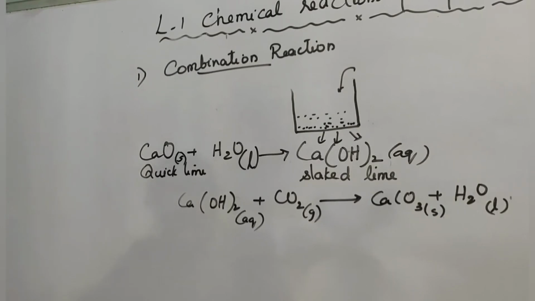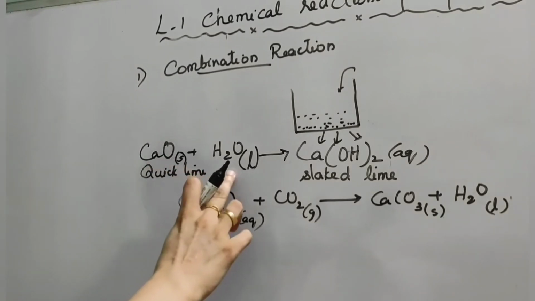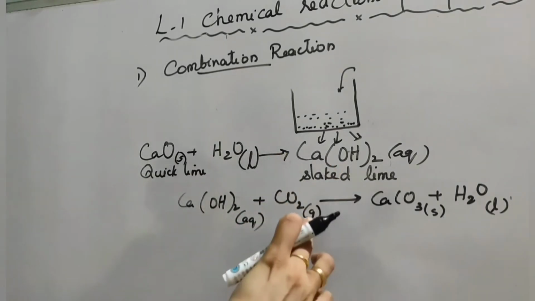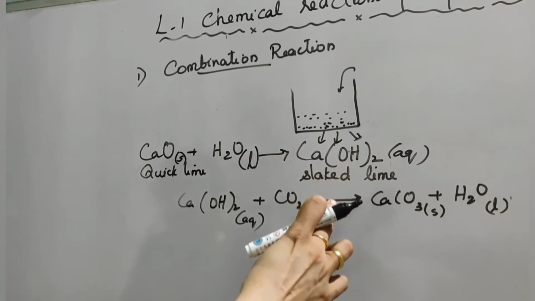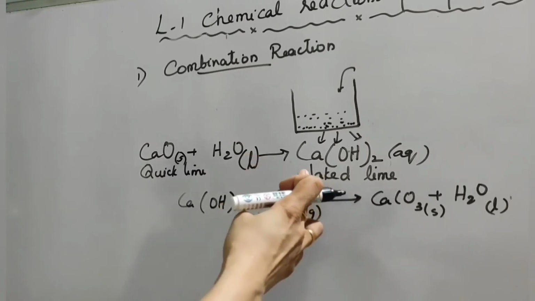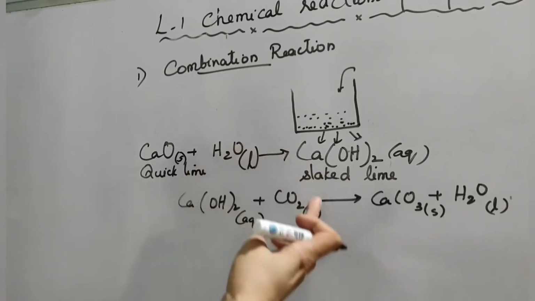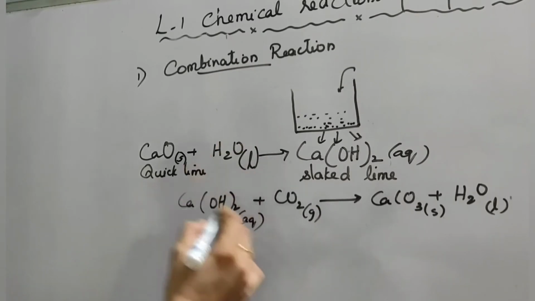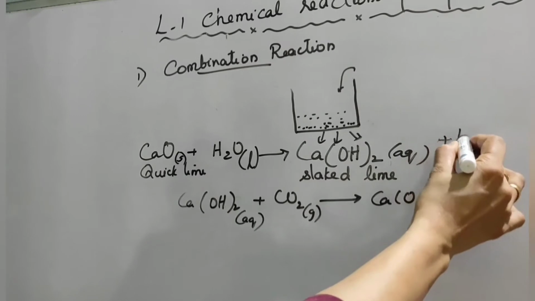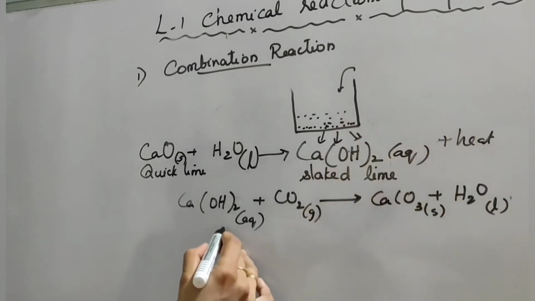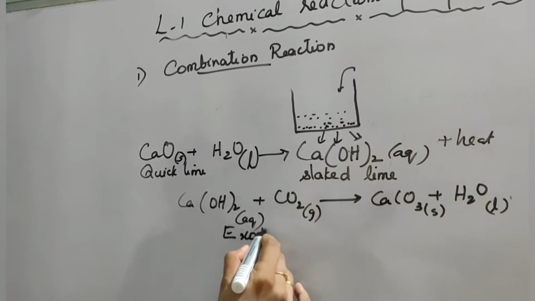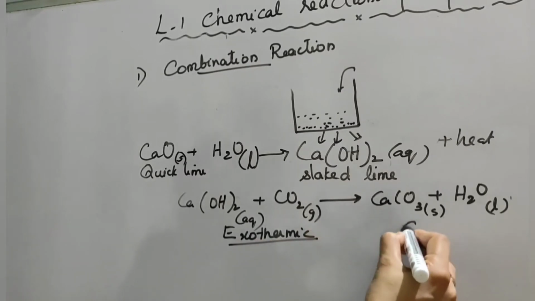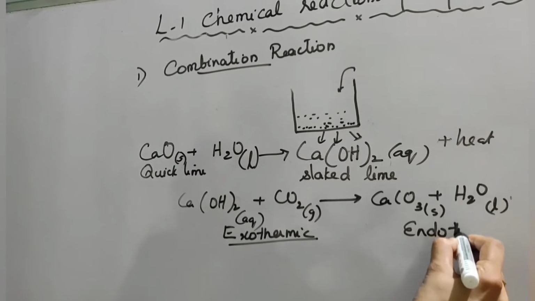Next, look at that. In this activity, calcium oxide reacts with water to form calcium hydroxide. We observed that a large amount of heat is released. So this type of reaction, the reaction in which heat is released, is known as exothermic reaction. Here we know that heat is being released, so that reaction is known as exothermic reaction. There are two types of reaction, exothermic reaction and endothermic reaction.